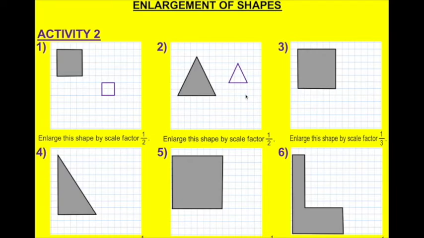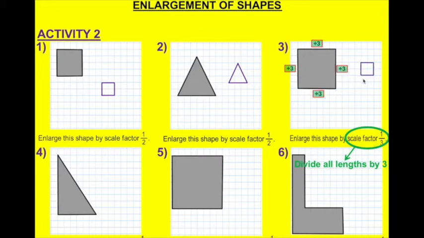And same thing to number 3. The instruction says enlarge the shape by scale factor 1/3. That means divide all lengths by 3. Here we have 1, 2, 3, 4, 5, 6, so 6 unit length divided by 3 is equal to 2, of course. There you go. 1, 2 units. That's 2 units each, right?